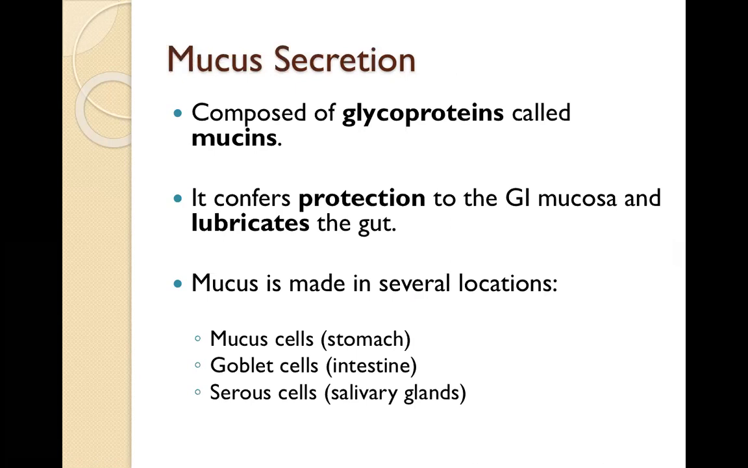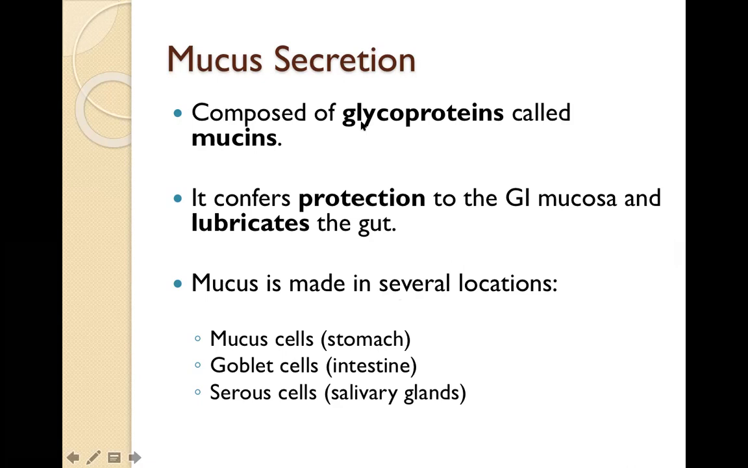So speaking of mucus, mucus secretion occurs in quite a few areas in the GI tract. The most notable is in the salivary glands. The specific type of cells that produce saliva are called serous cells of the salivary glands. In the small intestine, and to an extent in the large intestine, in certain areas, mucus is secreted by goblet cells. And in the stomach, the specific type of cell that secretes mucus is called the mucus neck cells.